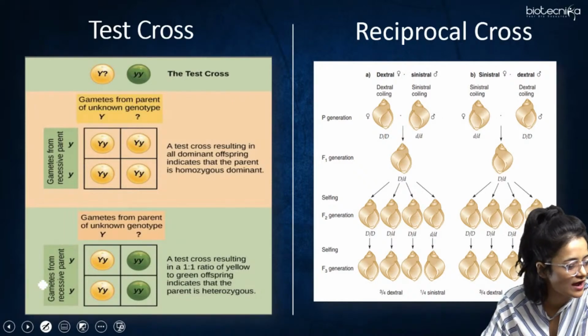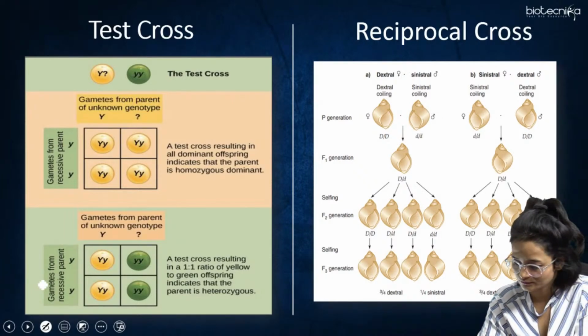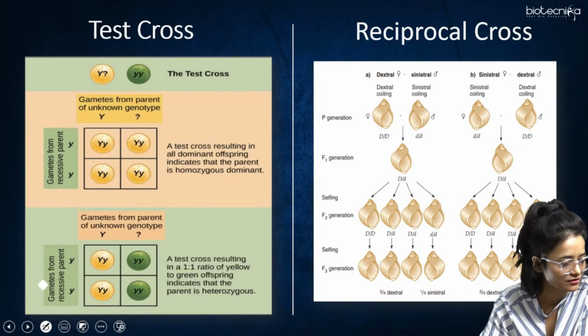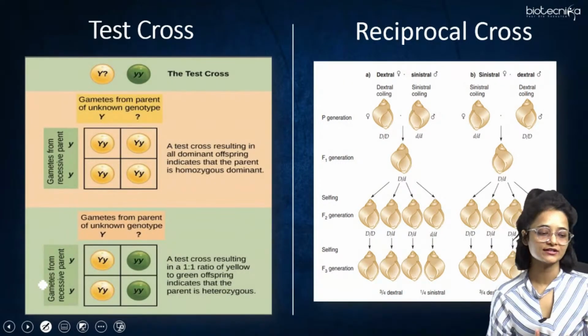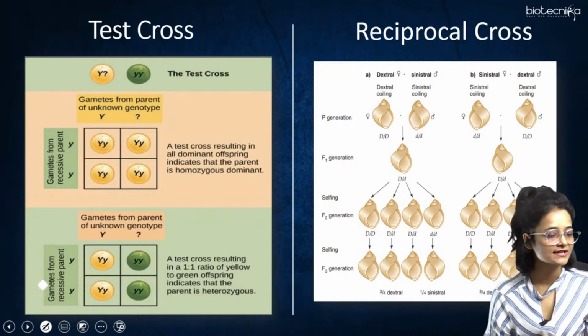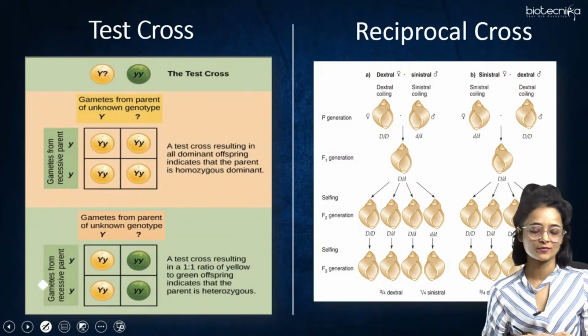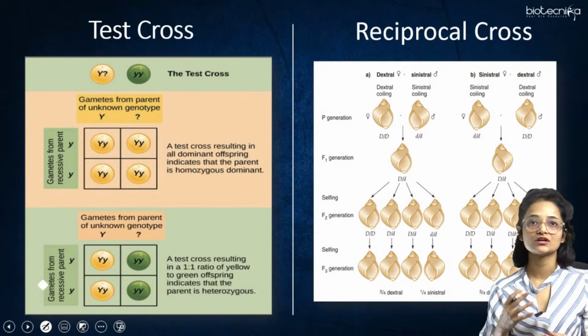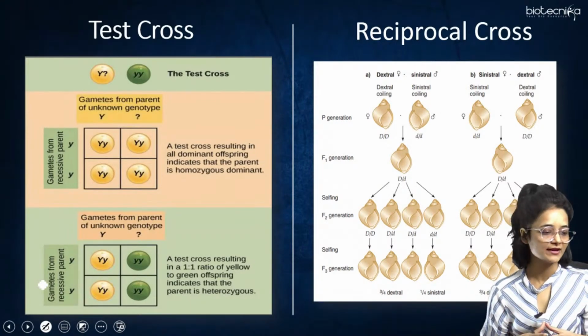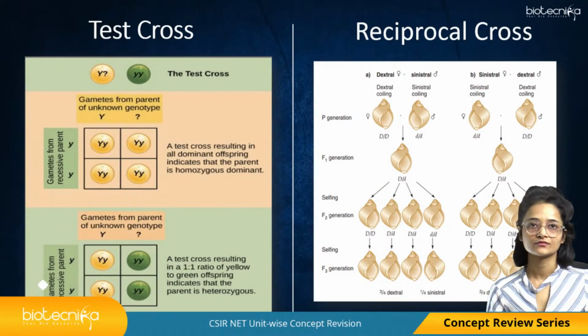Is it necessary to have homozygous dominance? Oh, I didn't understand, necessary for what? I'm telling you about the two conditions here. It could be homozygous dominant or heterozygous dominant. Through the test cross, we basically determine the genotype of the unknown parent, right?